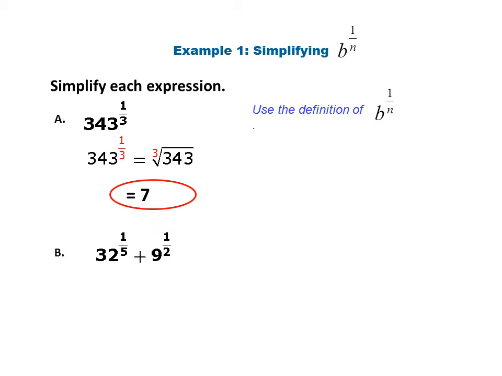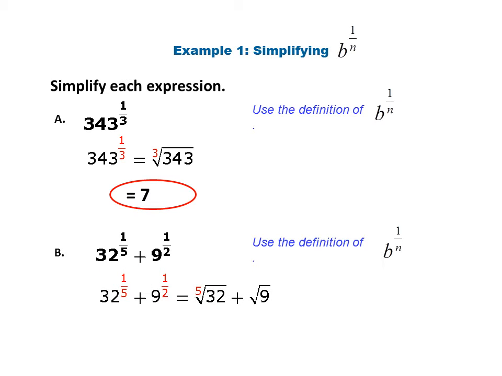Now, here I have two of them, but I'm adding them, so it doesn't really make a big difference. So the first one is 32 raised to 1/5 plus 9 raised to 1/2. Now, when I write it in radical form, this is what I get. The 5th root of 32 plus, of course, we didn't write the 2, but it's called the square root of 9. Now, the 5th root of 32, as you know, is 2, and the square root of 9 is 3, and when I add them, I get 5. Clear? I hope so.